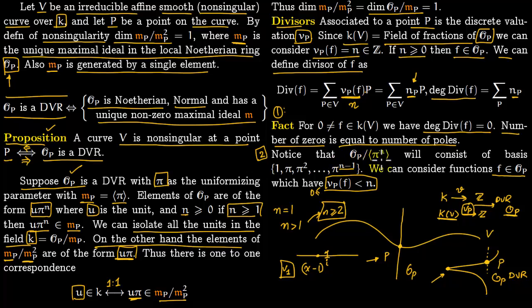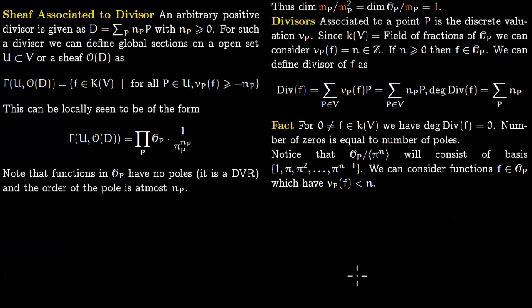So what we are going to consider next is not modding out by this, but actually multiplying by 1 over π^n. So now we talk about the sheaf associated to a divisor. To properly understand this portion of the lecture, you have to see the playlist on Riemann-Roch, in particular Riemann-Roch spaces, where I have talked about divisors in much more detail. So here we are going to link these divisors to discrete valuation rings.